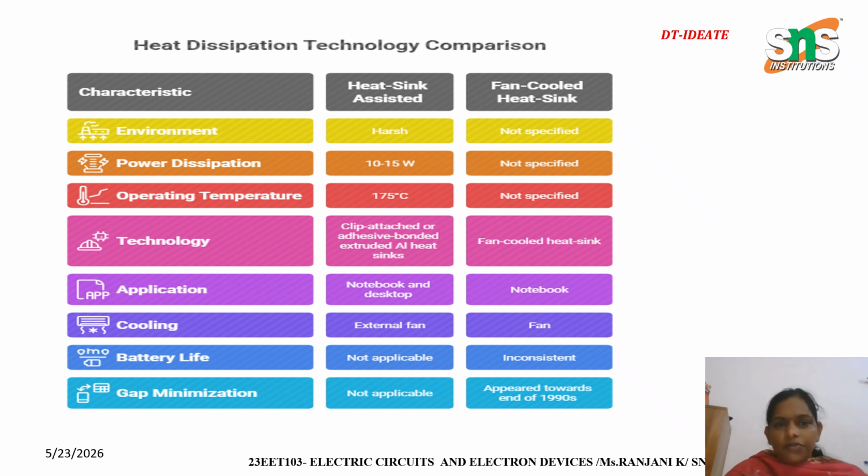Let us see the characteristics of the heat dissipation technology comparison. The heat sink assisted helps in maintaining the environment, whereas fan cooled heat sinks do not. Power dissipation is around 10 to 15 watts, and for fan cooled it is not mentioned, and the operating temperature is 175 degrees Celsius. The heat sink assisted technology uses a clip attached. Here are the fan cooled heat sinks. The heat sink is used in notebooks or desktops, whereas the fan cooled system is mainly used in notebooks, and the cooling system is based on the heat sink with an external fan, and there is a gap in ionization. So this is the heat dissipation comparison table.